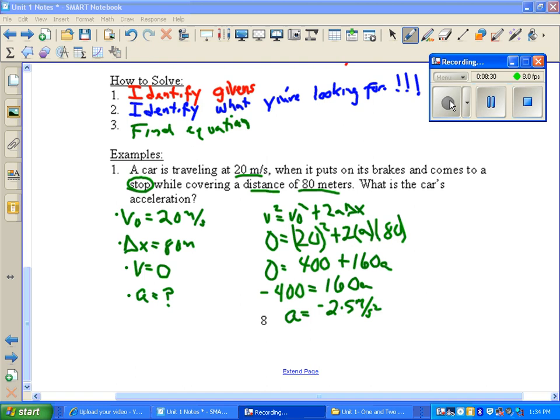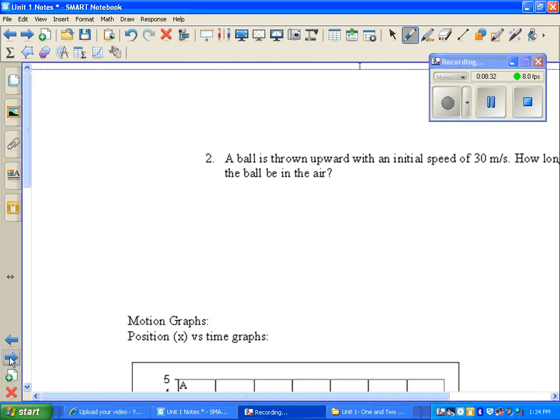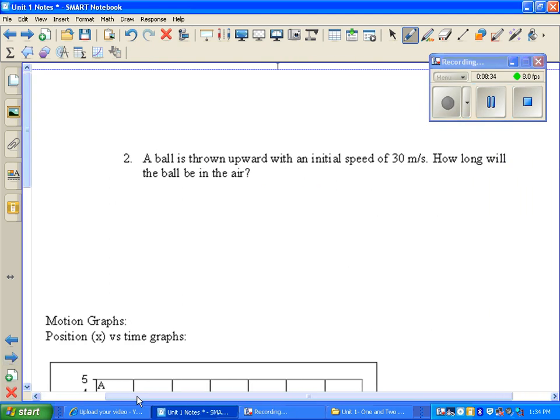Our next example is at the top of the next page. This is about as tricky as I can make these. A ball is thrown upward with an initial speed of 30. How long will it be in the air? It seems like we only have one unknown, or one given. We have V0 equals 30 meters per second.